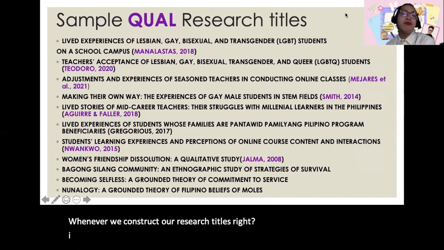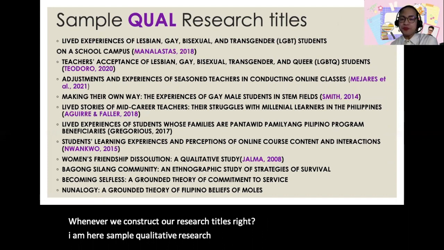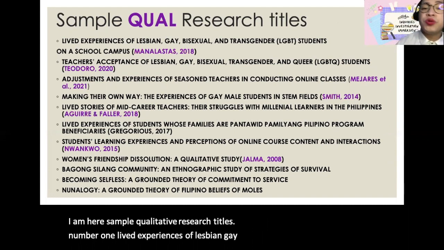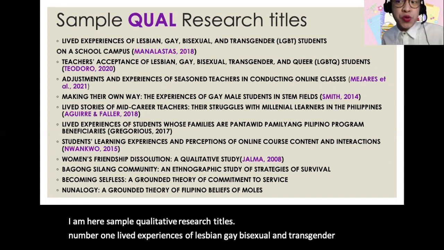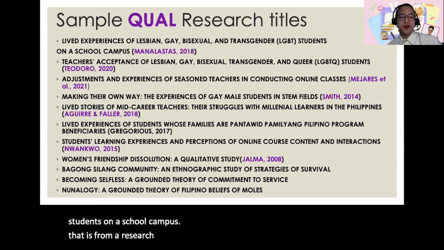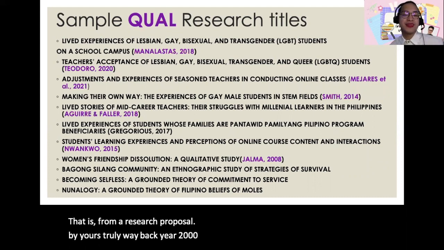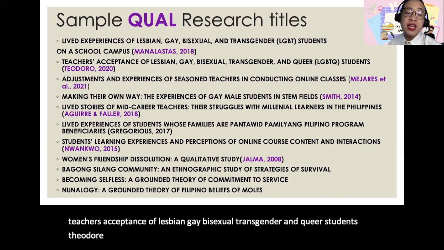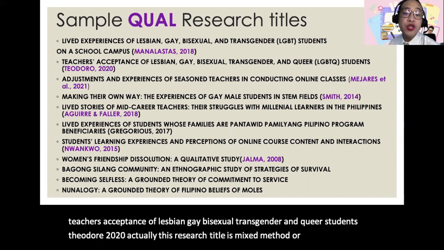I have here sample qualitative research titles. Number 1, lived experiences of lesbian, gay, bisexual, and transgender students on a school campus. That is from a research proposal by yours truly, way back year 2018. Teachers' acceptance of lesbian, gay, bisexual, transgender, and queer students, Theodora 2020. Actually, this research title is mixed method, or this research title used mixed method.